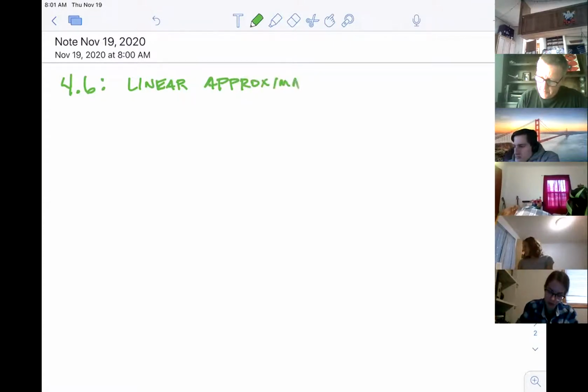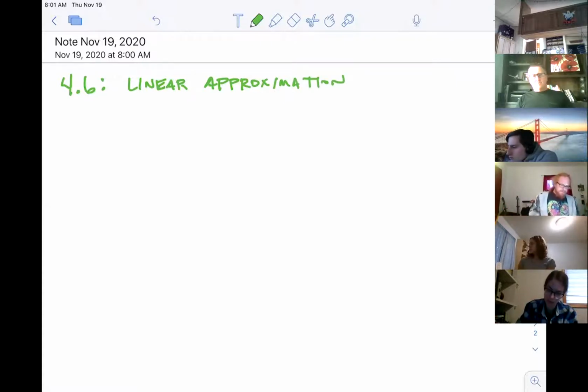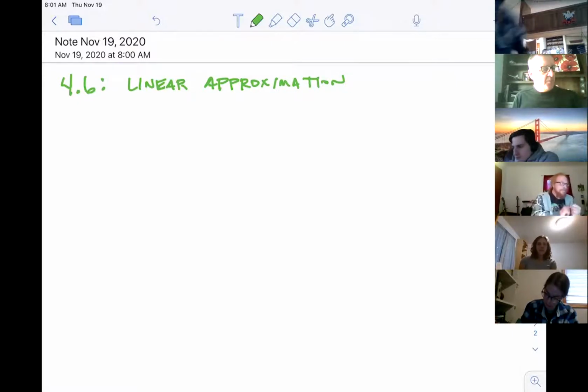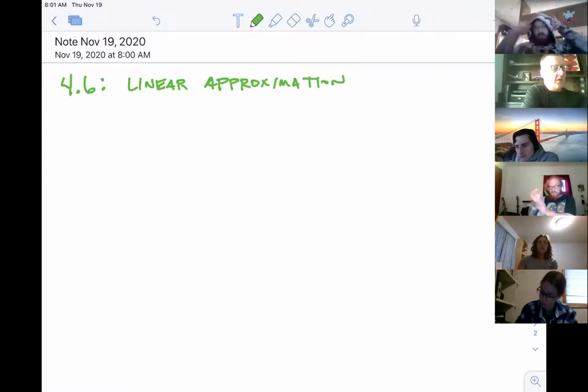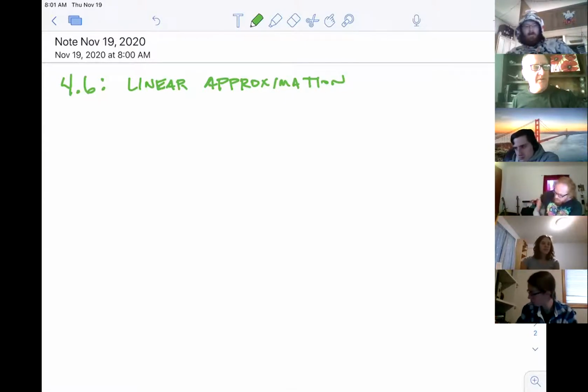But before we get into linear approximation, how about other things that are on your mind regarding maybe the assignment or the homework that you're working on this week or the project that we did yesterday? Anything you want to weigh in on at this early hour?